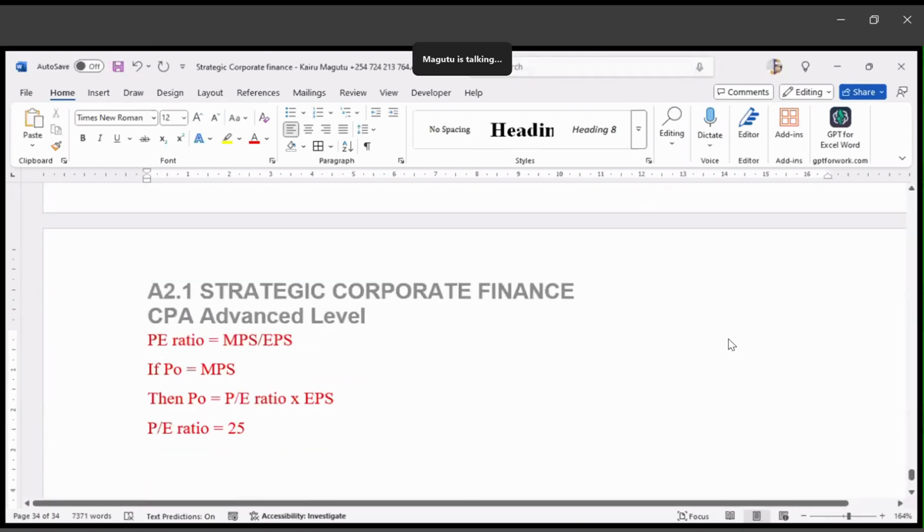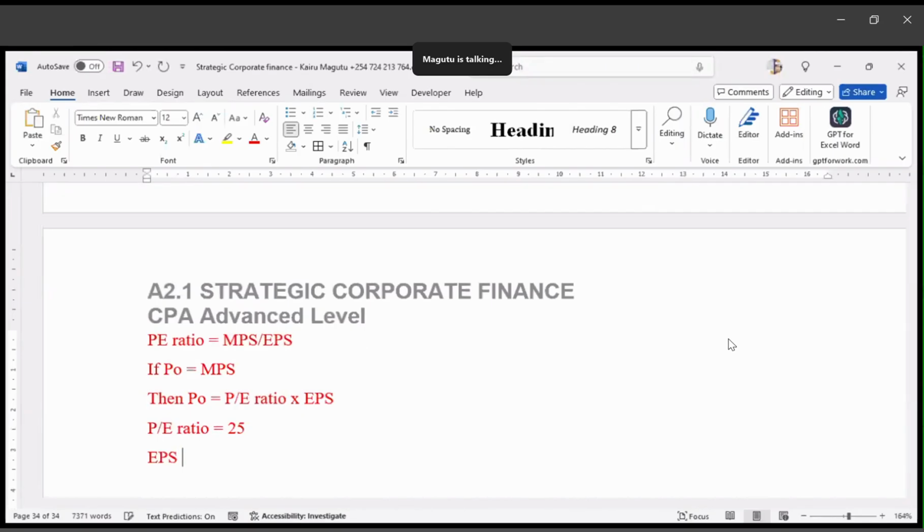Then, can we have the EPS? Yes. We are told that the EPS is 85. So can we have the price of the share equal to the price earnings ratio of 25 multiplied by 85? How much is this? Price earnings ratio multiplied by the EPS.